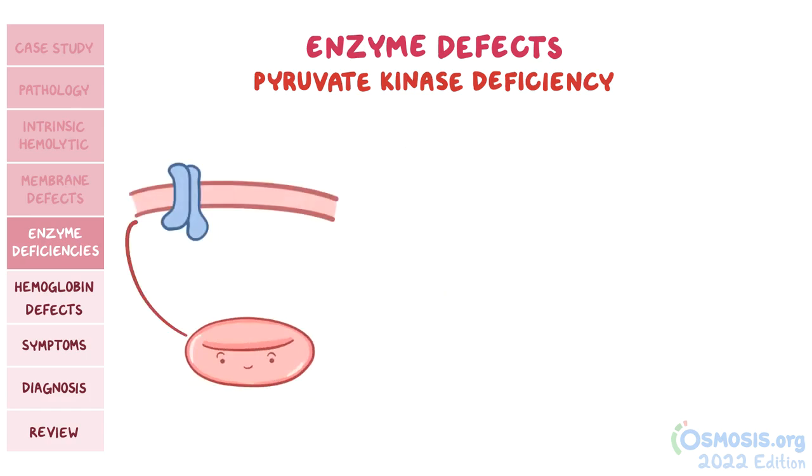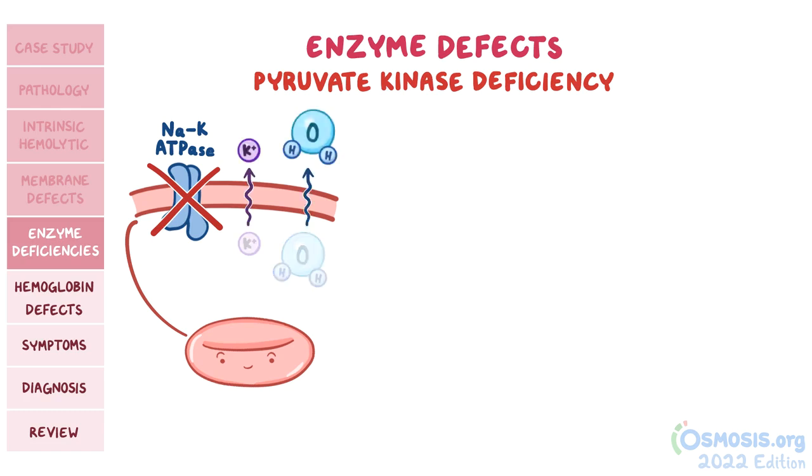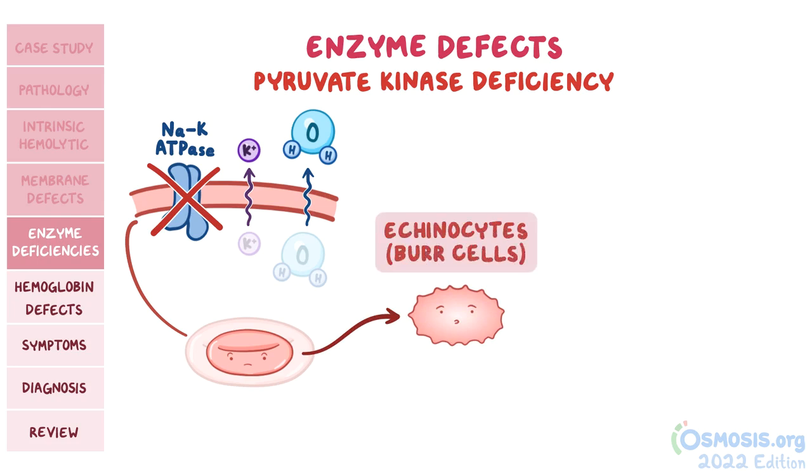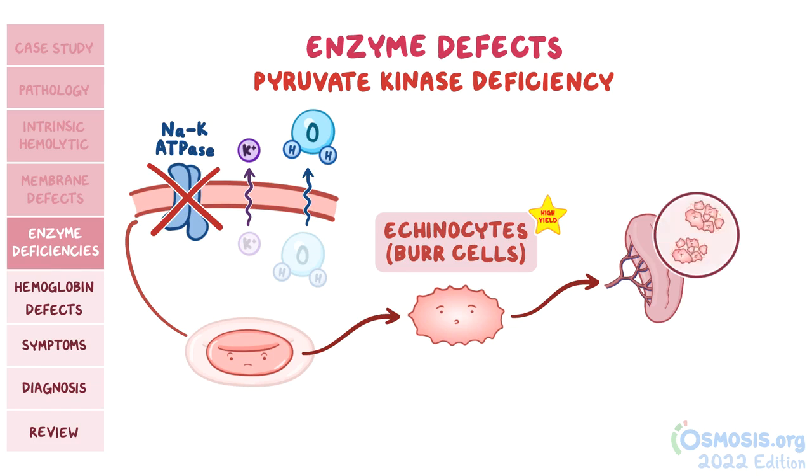Without ATP, sodium-potassium ATPase pumps stop working, and because the cell membrane is more permeable to potassium than sodium, potassium leaks out. This makes intracellular fluid hypotonic, so water moves out of the cell, and the cell shrinks. These dehydrated RBCs can form tiny uniform projections, turning into echinocytes, or Burr cells. And these abnormally shaped RBCs get trapped and destroyed in the spleen, resulting in extravascular hemolysis.